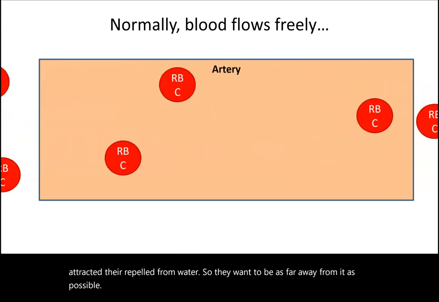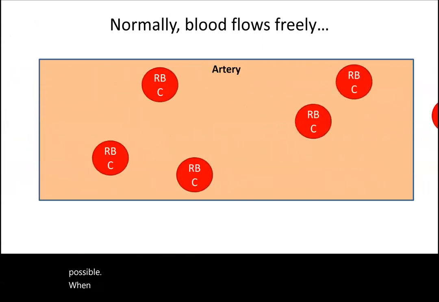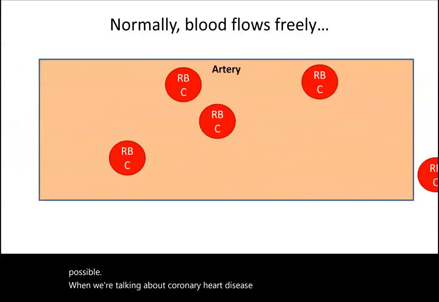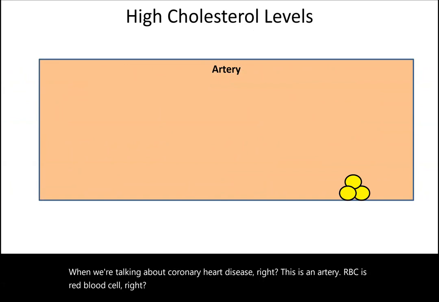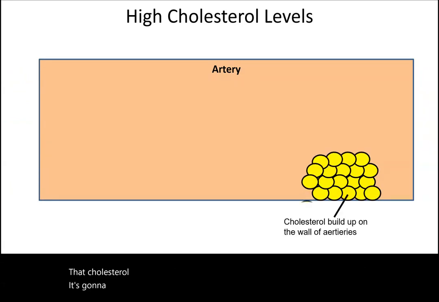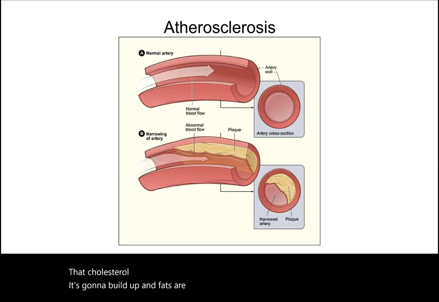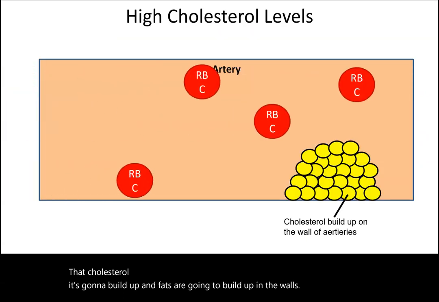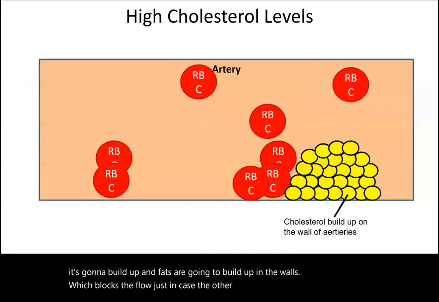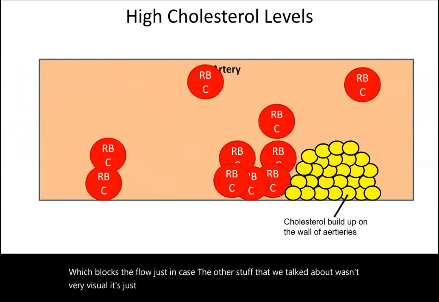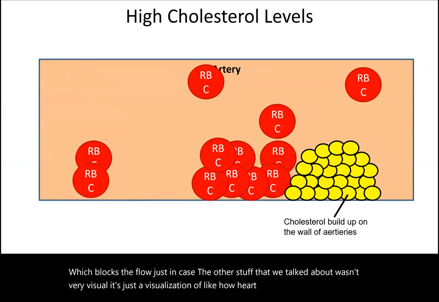Also, when we're talking about coronary heart disease, right? This is an artery. RBC is red blood cell, right? That cholesterol is going to build up, and fats are going to build up in the walls, which blocks the flow. Just in case the other stuff that we talked about wasn't very visual, it's just a visualization of how heart attacks happen, right? You get like a traffic jam.